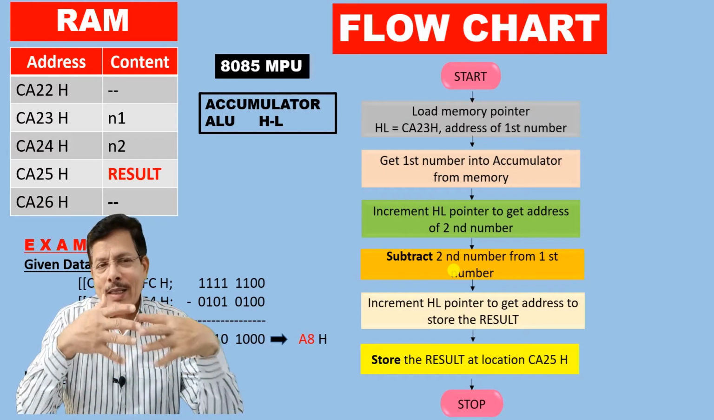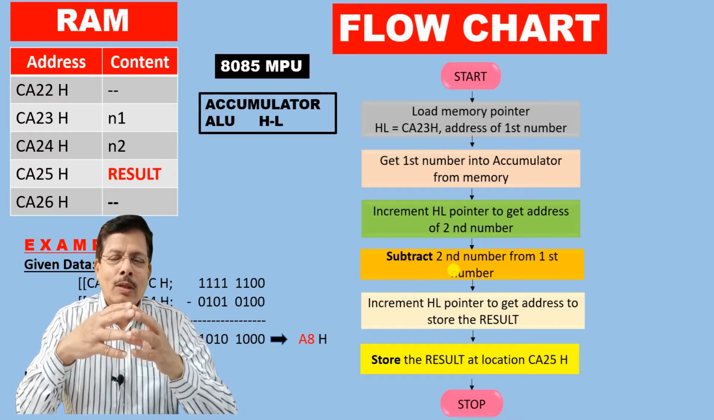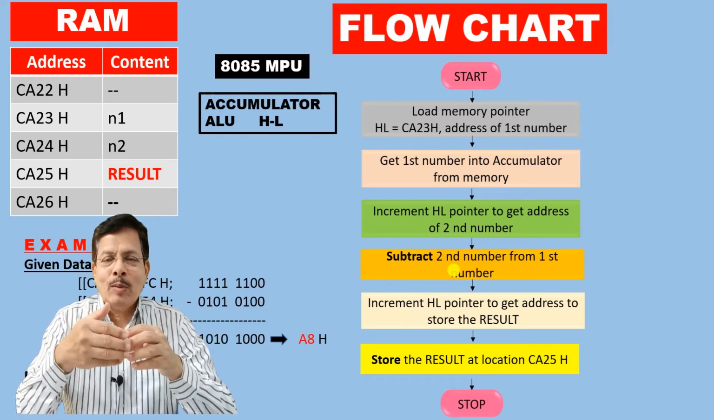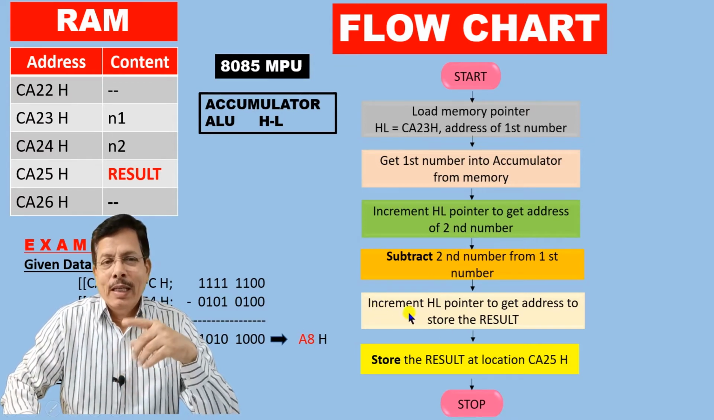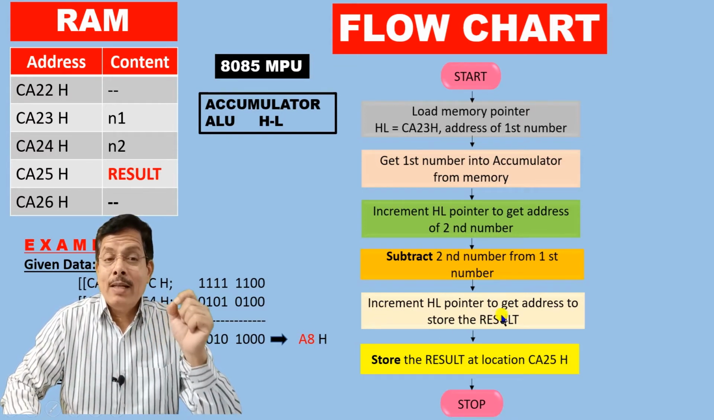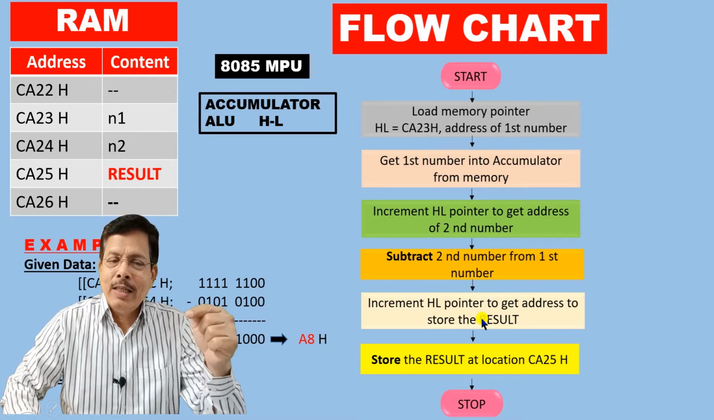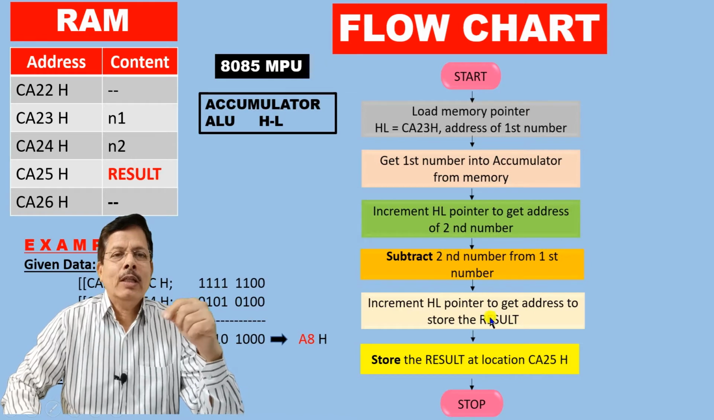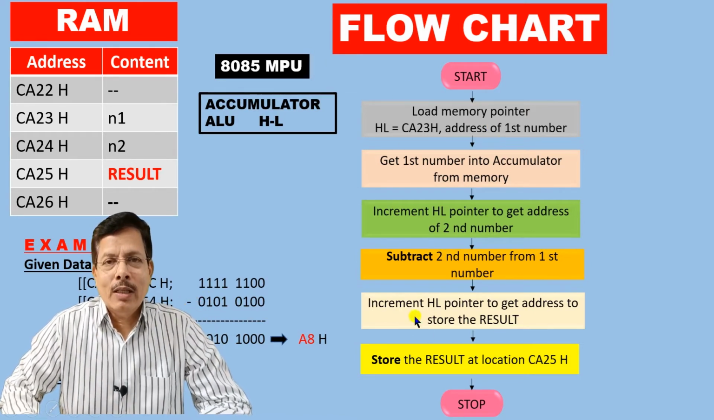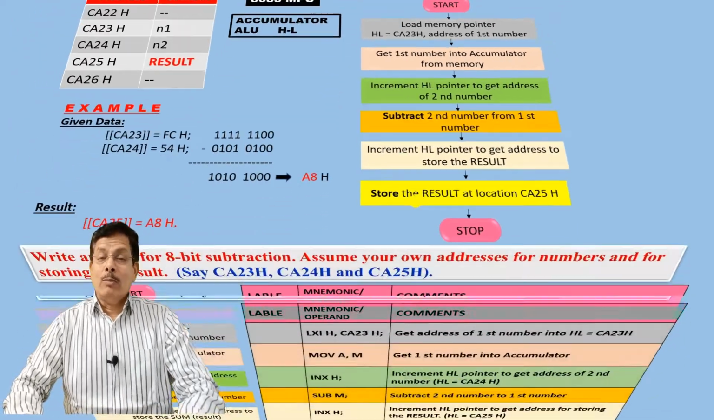For getting the next location you have to update the memory pointer, because whenever you want to store or get a number from the memory, HL always points to the memory location. Therefore here again increment the HL pair to get the address to store the result. Once the address is in the HL pair, we store the result at the next location, CA25H. This is the nature of the sequential steps, and we call it a flow chart. So let us consider the flow chart along with the assembly language program.